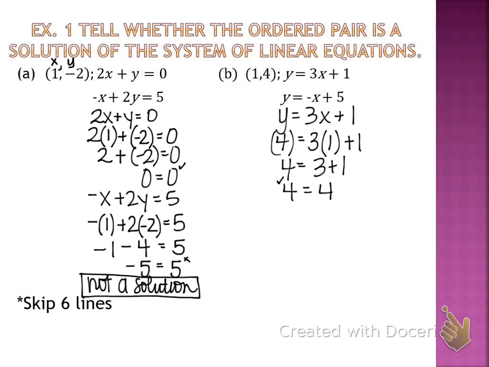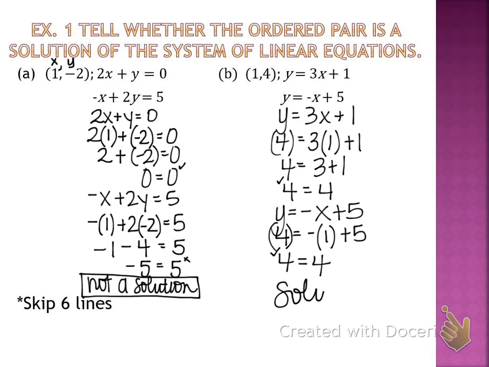Okay, other Blake. The second equation we have is y equals negative x plus 5. So again, what's going in place of y? 4. And it equals negative, what do we put in place of x? 1 plus 5. So 4 equals, what is negative 1 plus 5? Is that a true statement? So since it makes both statements true, it is a solution. And that's what we're going to box in, solution. How many of you got the right answer? Awesome. Any questions?